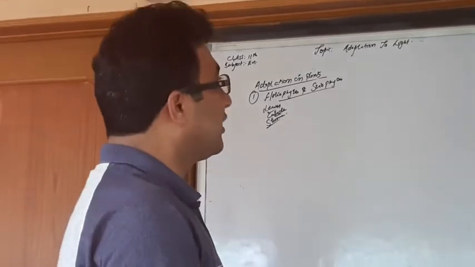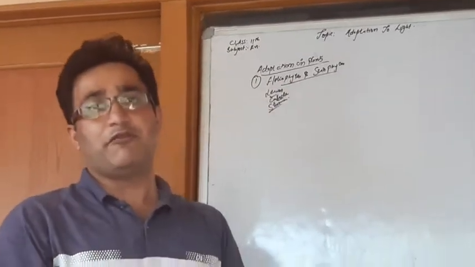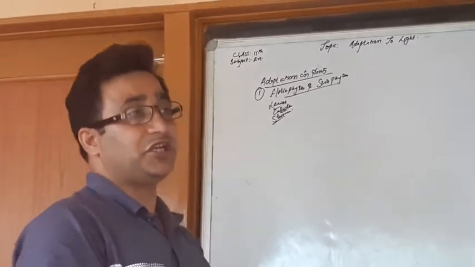Another characteristic feature is the number of branches, which is more in case of the heliophytes and it is less in case of the sciophytes or the shade plants.